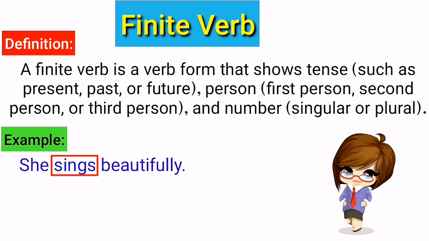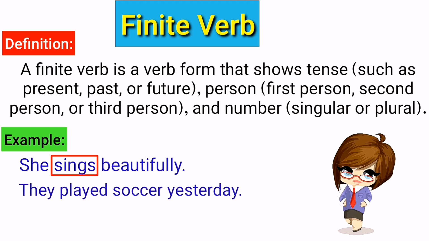It is finite because it provides information about the tense, person, and number of the action being performed by the subject, she. The verb sings is in the present tense, indicating that the action is happening in the current time frame. The verb sings is in the third person, indicating that the action is being performed by someone other than the speaker. The verb sings shows the singular form, agreeing with the singular subject, she.